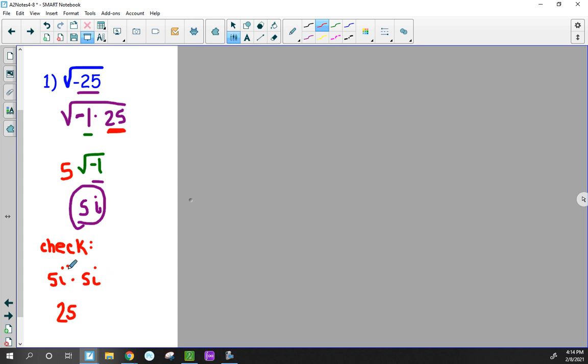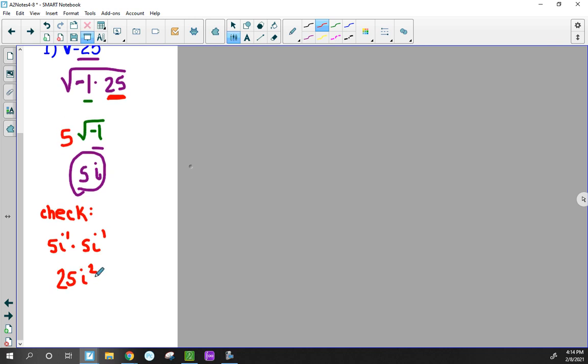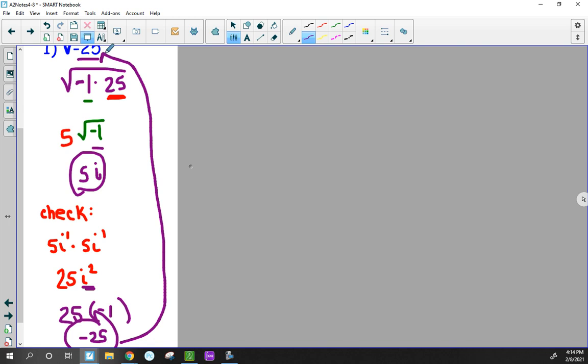I times I, again, power rule or product rule, works with imaginary numbers as well. And that's a good thing. So you're going to add the powers when you're multiplying, and you get i squared. We're trying to get back to negative 25. 25i squared is what I'm seeing right now, but remember, every time you see i squared, I need you to change it over to what it's equal to, and that is negative 1. And so what we have left is 25 times negative 1, which is negative 25. And so it does work. That's the same thing I had when I started the problem.